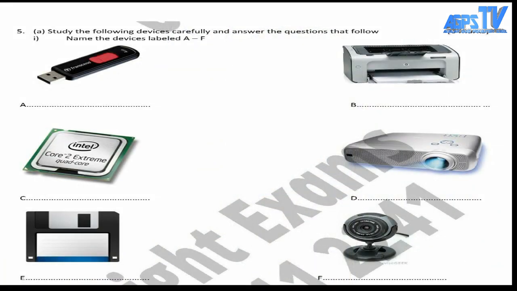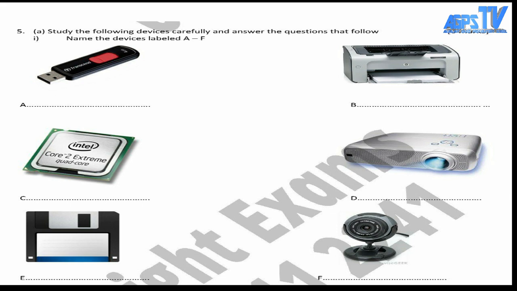Good. Then question 5 also states: study the following devices carefully and answer the questions that follow. Name the devices labeled A to F. Actually, all these devices are hardware. They are hardware, and some of them are peripherals.